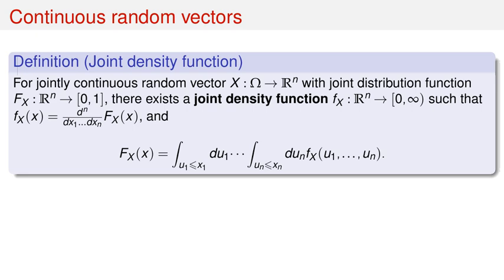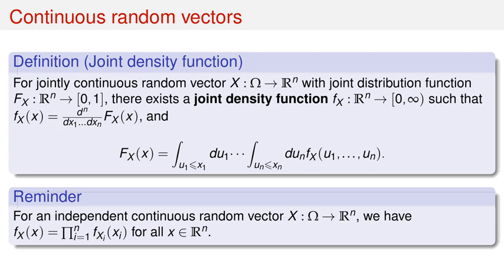Finally, let's touch on continuous random vectors. For a jointly continuous random vector X from Omega to R^n with a joint distribution function F_X, there exists a joint density function f_X from R^n to the non-negative reals such that f_X(x) is the nth order mixed partial derivative of F_X(x) with respect to x_1 through x_n, and F_X(x) is the integral of f_X(u_1, ..., u_n), where u_1 is less than or equal to x_1 and so on, u_n is less than or equal to x_n.